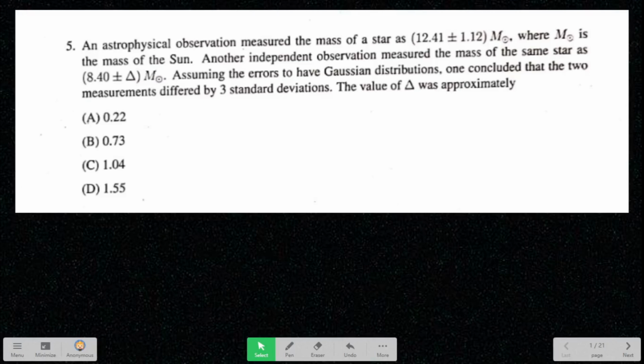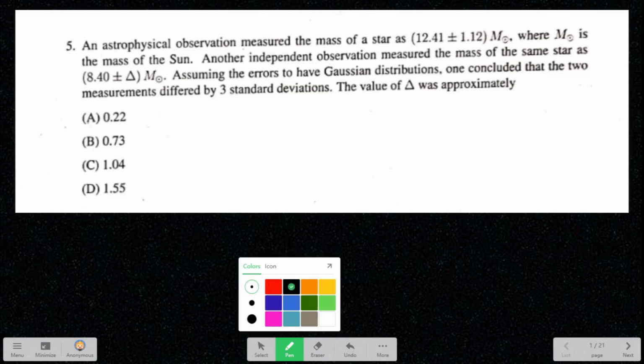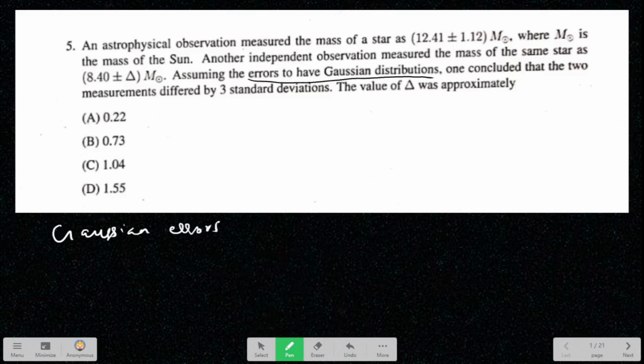In this video, we discuss error analysis questions from JEST exam. So here we have a question from JEST 2021. Here it is said that, assuming the errors to be Gaussian distribution, Gaussian errors add in quadrature.